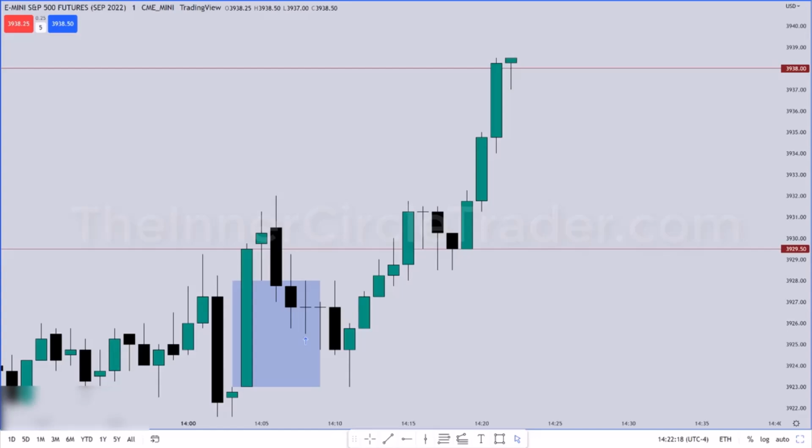Should be filling any moment. There we are. Okay, and just going to see if we can get some follow through going into 39.50 level.